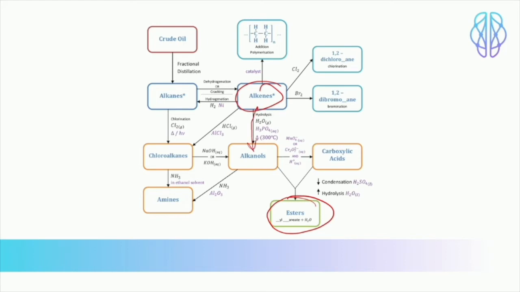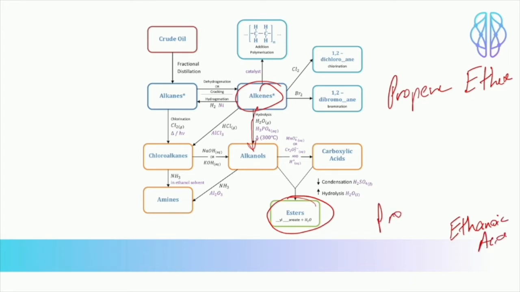We're going to make both of them into alcohols first. So we're starting with propene and ethene. The ethene needs to become ethanoic acid, and the propene needs to become propanol. These two will then combine to give you propyl ethanoate. So let's make propene into propanol first.